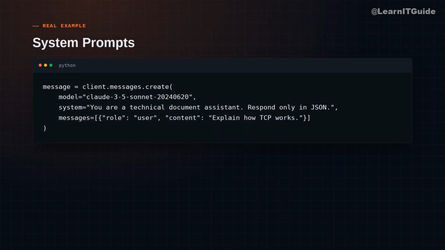In production, you never just send raw questions. You use system prompts. Here, we tell Claude it is a technical assistant that must only output JSON. This makes the output predictable and easy to parse by your downstream services. Line 3 is the most important part. This defines the persona that Claude maintains throughout the entire conversation, effectively locking it into a specific behavior mode.